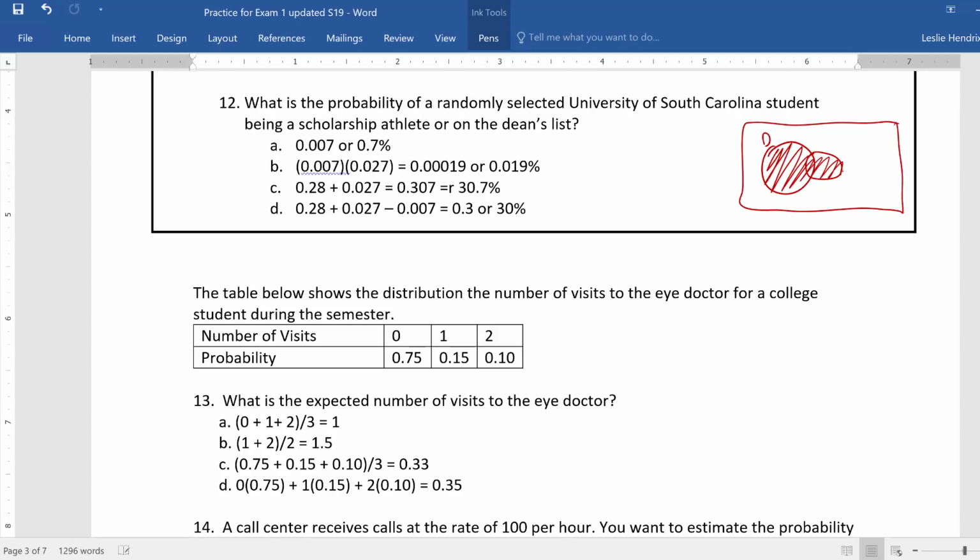So if I add the size of the Dean's List circle to the size of the athlete circle, what have I done? I've double counted everyone in this intersection. Everyone in there got counted twice. So I need to subtract it out once. So the answer here is the probability of being on the Dean's List plus the probability of being an athlete minus the probability of being in both.